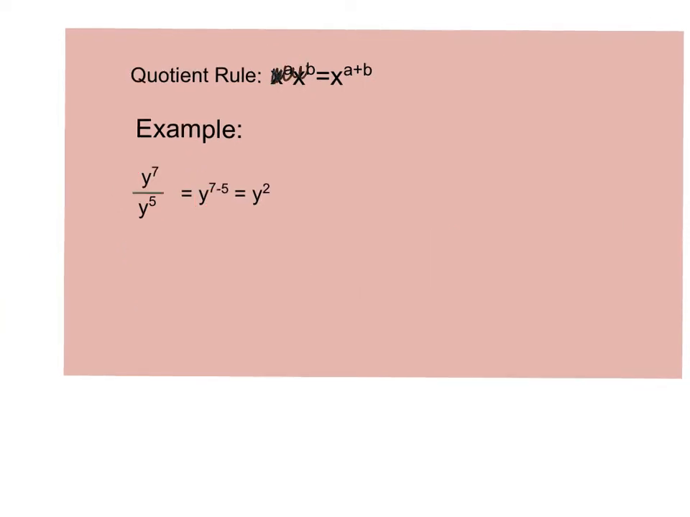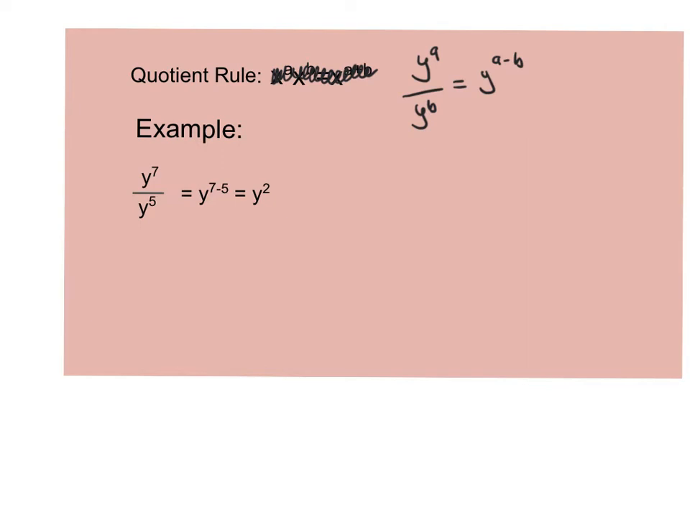The next thing we're going to look at is the quotient rule, and as you can see here, I don't have the quotient rule written up here, so let's go ahead and write that in. It just means y to the a over y to the b is equal to y to the a minus b. So when we look at the example, if you have y to the 7th over y to the 5th, you just take 7 minus 5 and you're left with y squared.